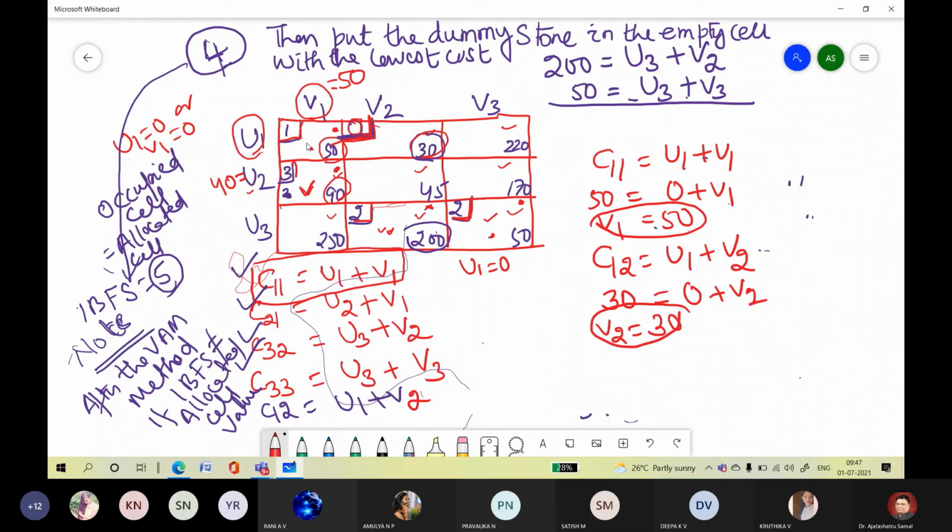Now we got an equation matrix according to the matrix method. These are the equations. C11 equals U1 plus V1, so 50. U1 you assume equal to 0. I told you, you have to assume it as 0. So V1 equal to 50. Correct. Next, C12 equal to U1 plus V2. C12 is nothing but 30, U1 equal to 0, so V2 equal to 30. Next, we go for these next two equations. We need to calculate the variables U3 and V3.